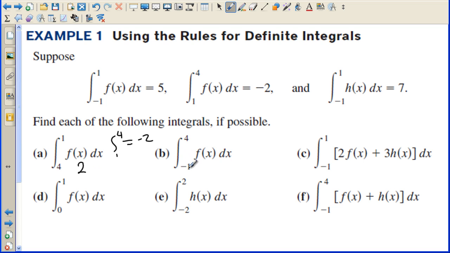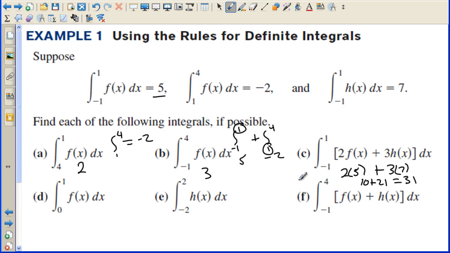In letter B, if we're integrating from negative 1 to 4, that's like integrating from negative 1 to 1, which is 5, plus integrating from 1 to 4, which is negative 2. So this answer is 3. That's the additivity one. And you have additivity as long as those two are the same value. In letter C, we're integrating from negative 1 to 1. For f of x is 5, so we have 2 times 5, plus 3 times the integral from negative 1 to 1 of h of x, which is 7, so we have 10 plus 21, looks like 31.